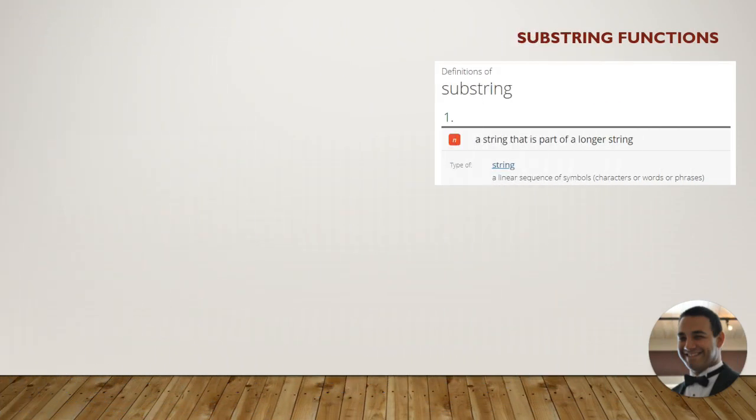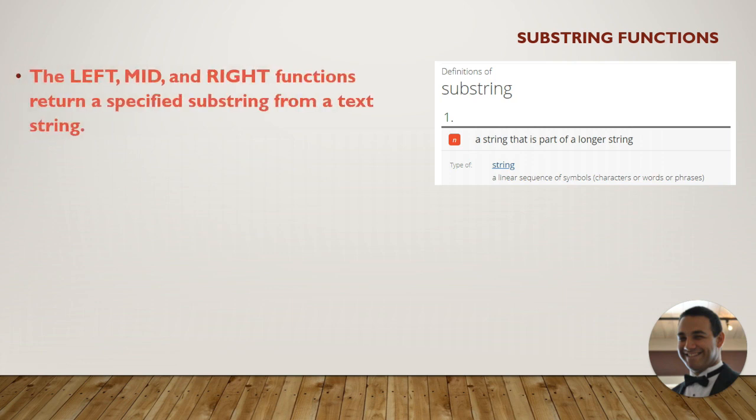Now we're going to talk about substring functions. A substring is any piece of text that is a part of a longer piece of text. Excel has three functions for getting substrings. The left, mid, and right functions return a specified substring from a text string.